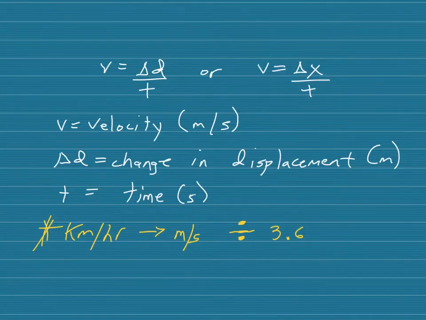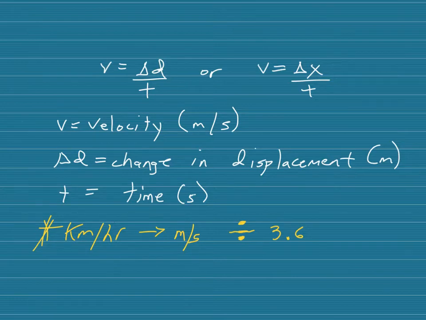Okay, this lesson is on average velocity. Now you should have already learned about scalar and vector quantities and about distance and displacement. So today we're going to talk about average velocity. Some things that we need to know. Average velocity is defined as the rate the displacement changes over time.